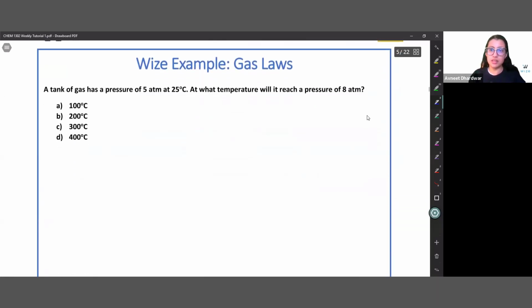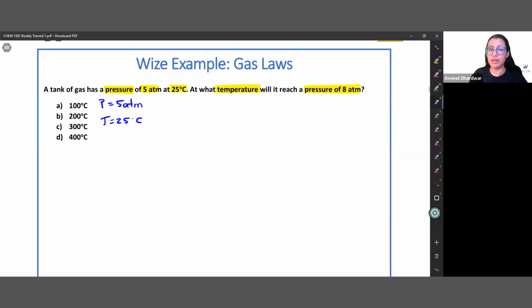Okay, so let's see if we can do this and if we can choose the right equation to use. So this one says a tank of gas has a pressure of 5 atm at 25 degrees Celsius. At what temperature will it reach a pressure of 8 atm? So I would first write out the variables. So it tells us the pressure is 5 atm, the temperature is 25 degrees Celsius. And then they say at what temperature.